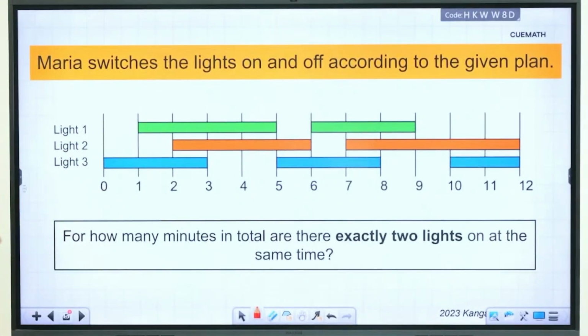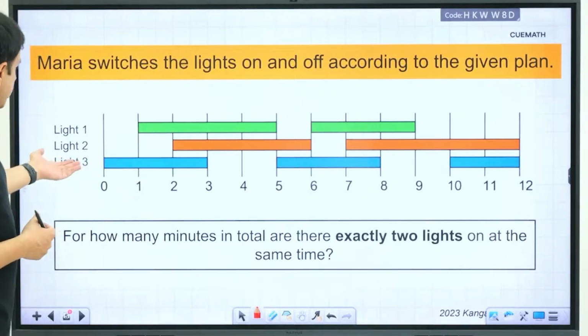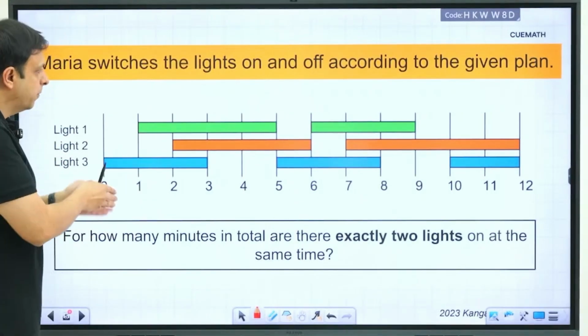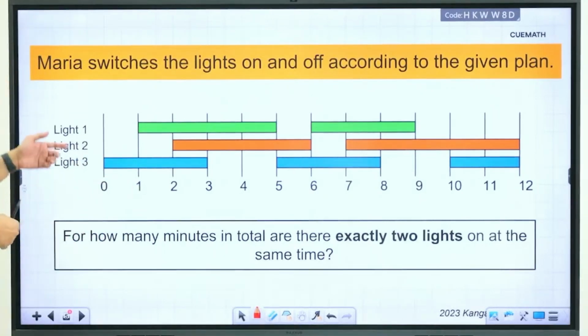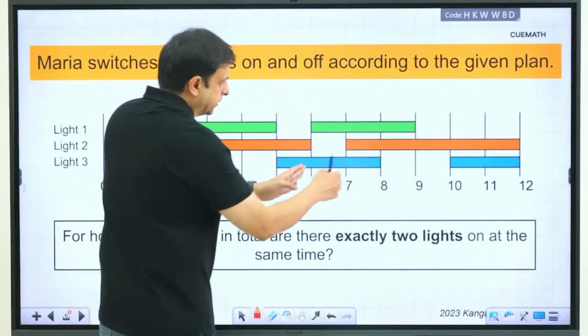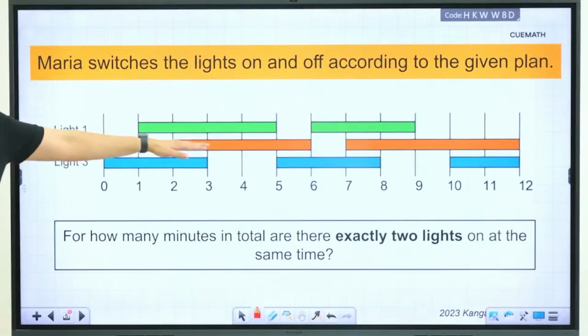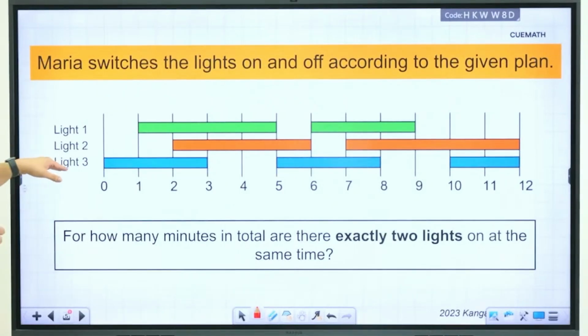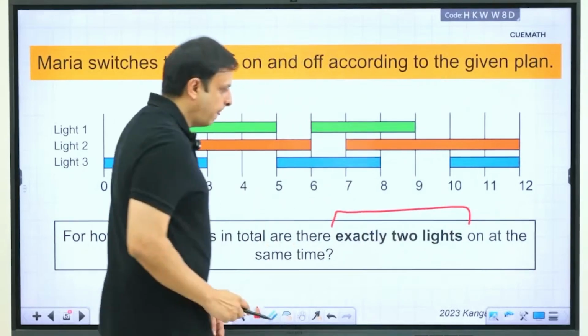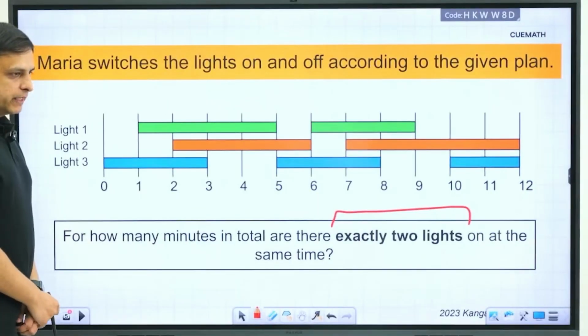Now here's our next question. It says Maria switches the lights on and off according to the given plan. So these bars show the minutes during which each light was on or off. Light 1 was on, for example, between minutes 1 and 5, then from minutes 6 to 9 and so on. Light 2 was on according to these orange bars, light 3 was on according to these blue bars, and it's asking you for how many minutes in total are there exactly 2 lights on at the same time.